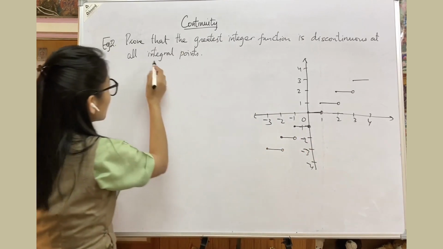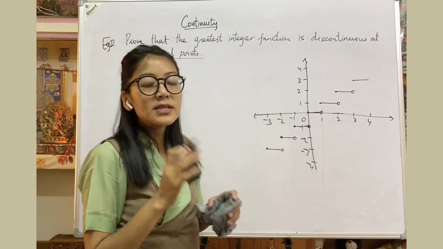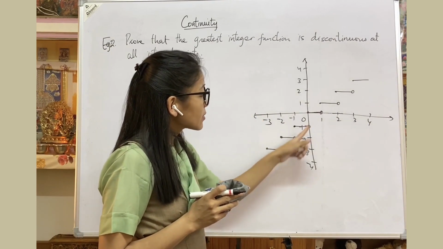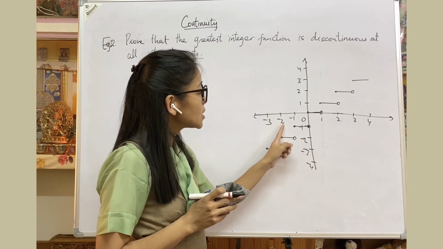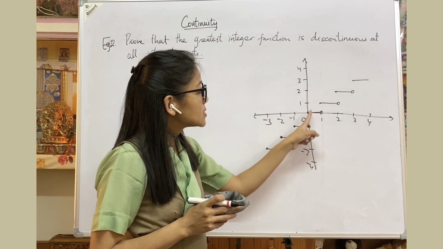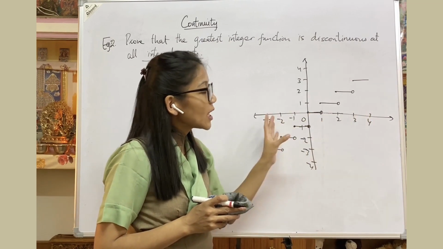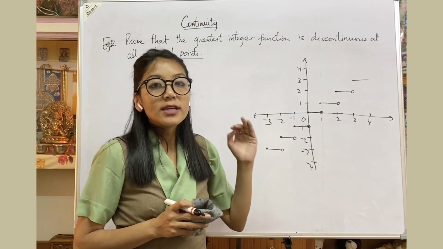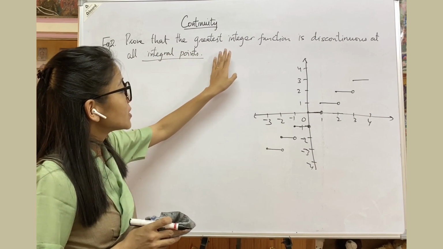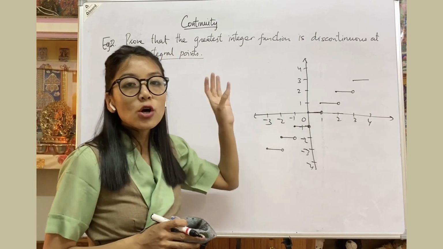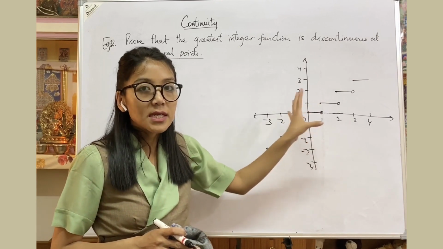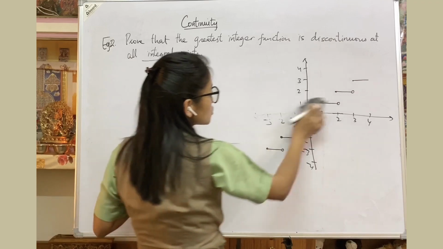Now here there's one more term, that is integral point, meaning the points which are integers. So the greatest integer function is broken at all the integral points, the points which are integers. So it is broken at -3, -2, -1, 0, 1, 2, 3, 4, and so on. So we are asked to show that the greatest integer function is discontinuous at all integral points. Graphically it can be seen, but how are we going to prove it?